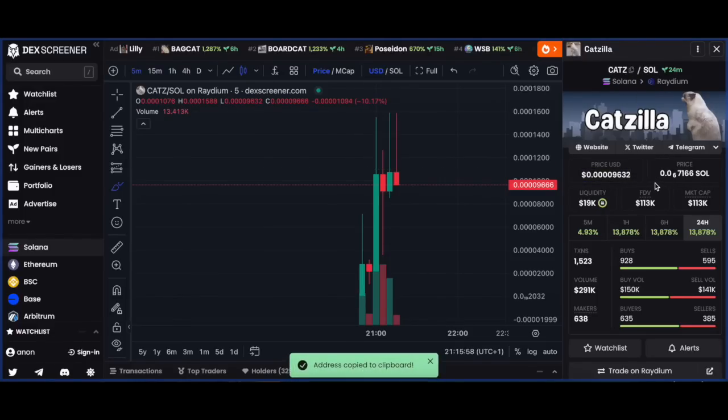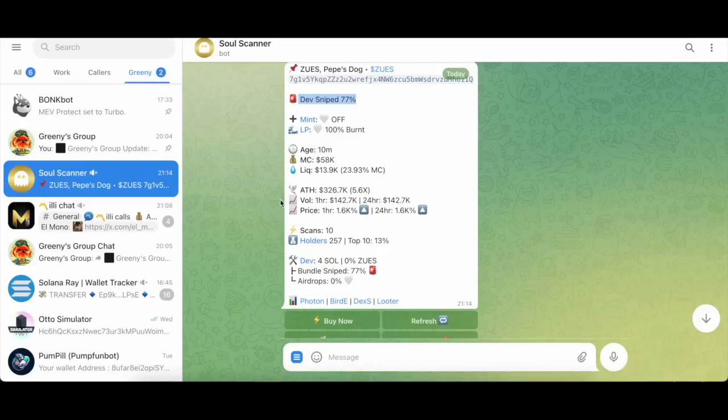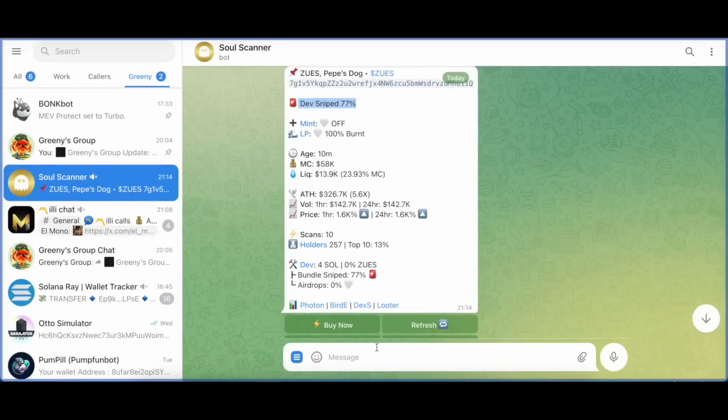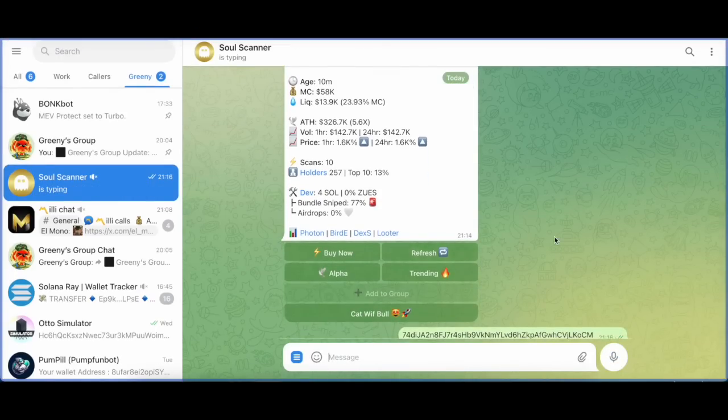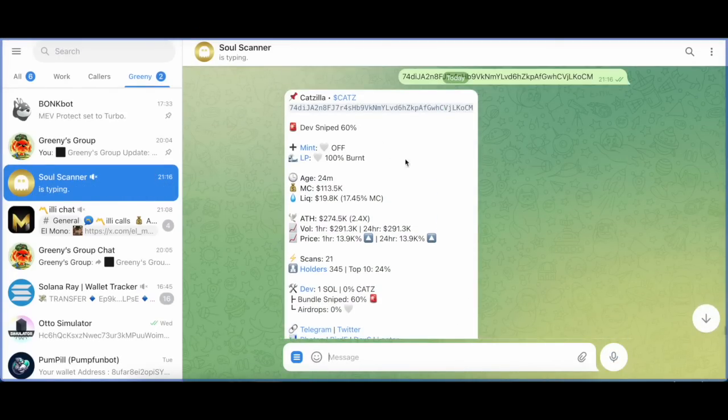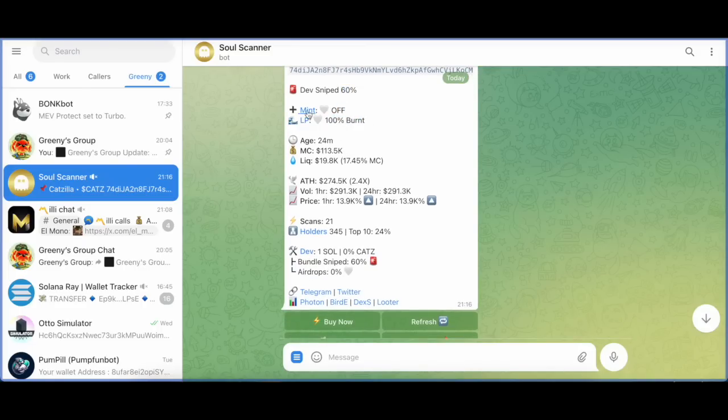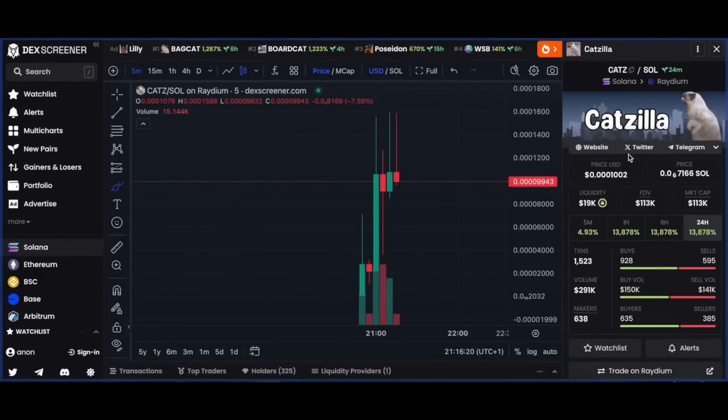Okay, so copy the contract. Catzilla, let's have a look. Again, some of these are so random. Come over to Soul Scanner. Punch in the contract. Let's have a look. So yeah, again, you see a common theme. A lot of these are rugs. Dev snipe 60%, even though it's off mintable and 100% was burnt. Dev snipe. So red flag. I don't trade that, guys. I don't even look at the socials. I just don't trade it.